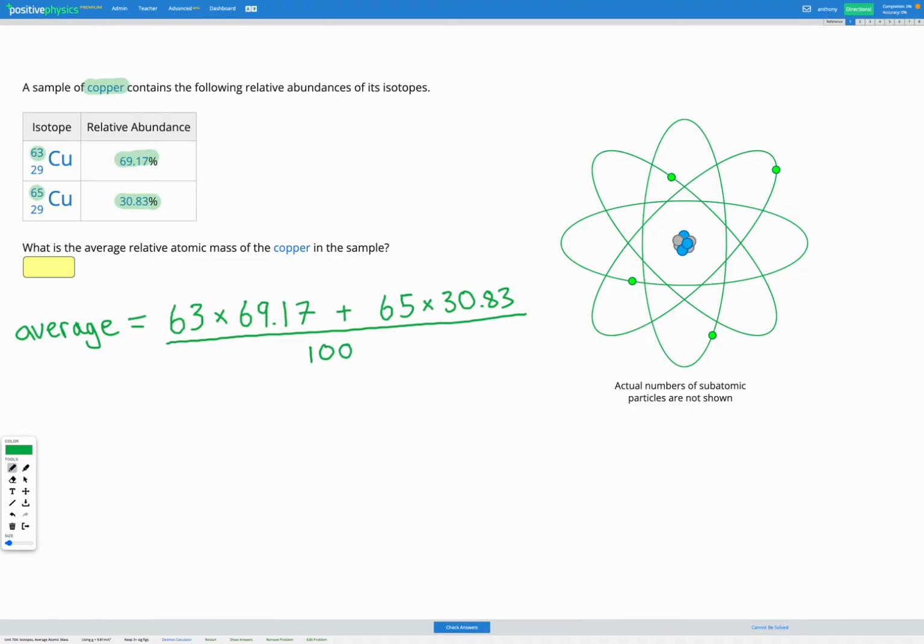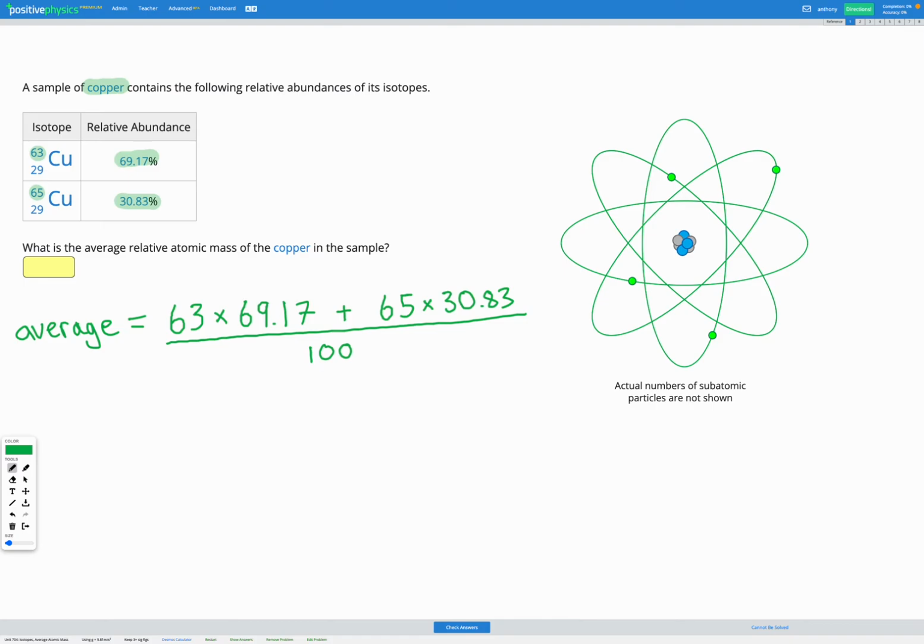So what this does is it gets us the average, but it's a weighted average because it's not just the average of the two numbers 63 and 65. That would just be 64. It's a weighted average that takes into account how much of each we have. And that's why we've multiplied by the relative abundance inside that average.